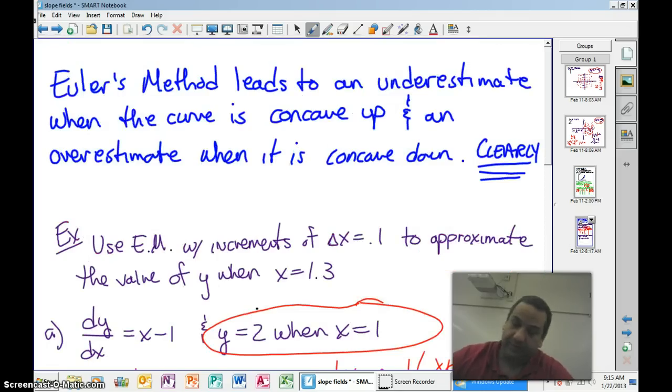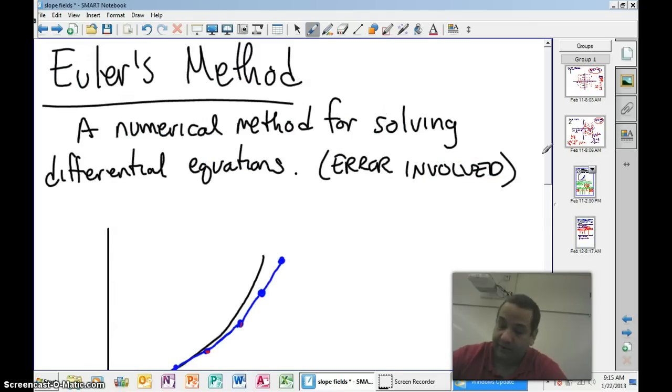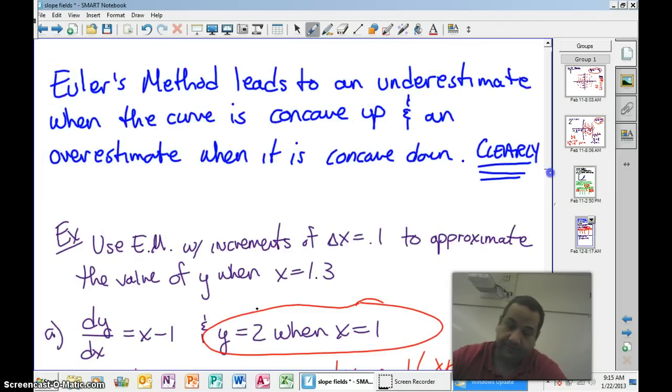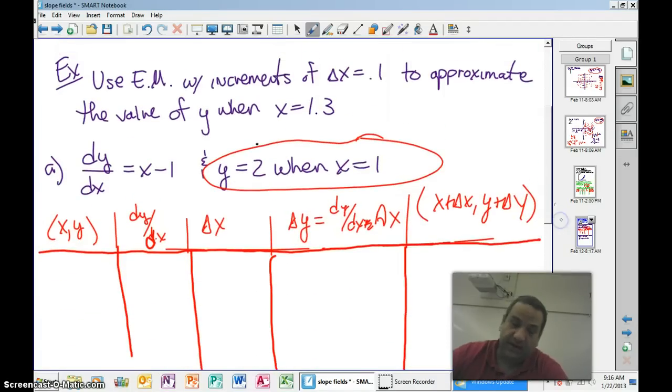Let's do another one. Euler's method is an underestimate when the curve is concave up, and when it's concave down, it's an overestimate. I think that's clear. Okay, you saw my graph here that this is an underestimate when it's concave up. Concave down, it'll be an overestimate. Let's do one more example, and then I'll leave you for your work here.